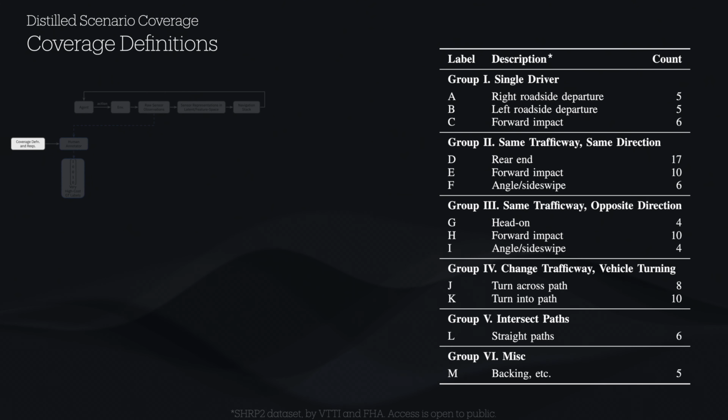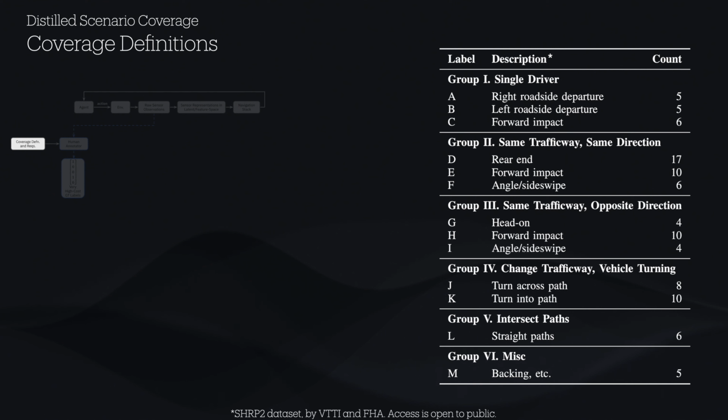Here I'm showing a data set that's actually open. It's the SHRP2 data set, available from Virginia Tech and the Federal Highway Administration. It's essentially a guideline that tells us how a car on the road might behave. So let's look at what this table actually is.